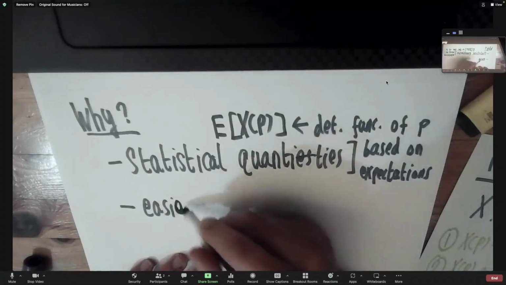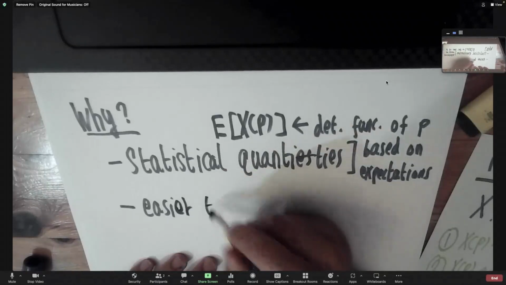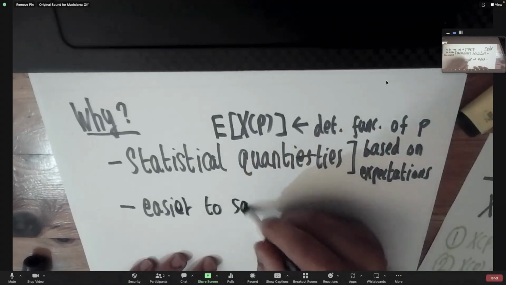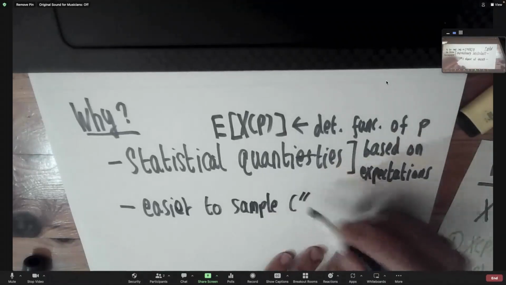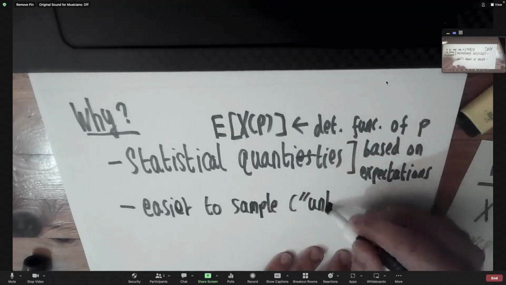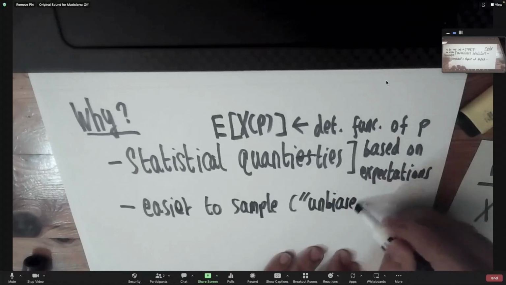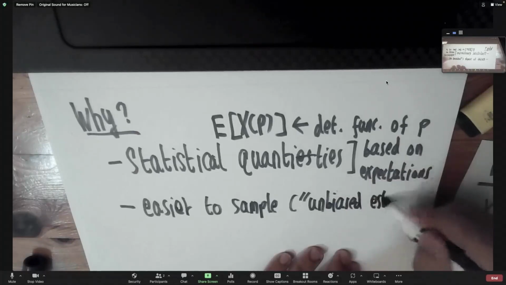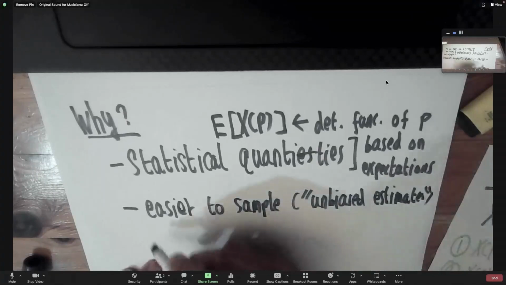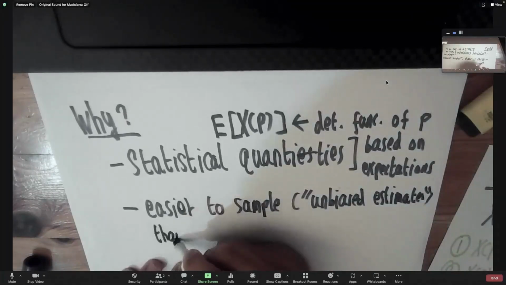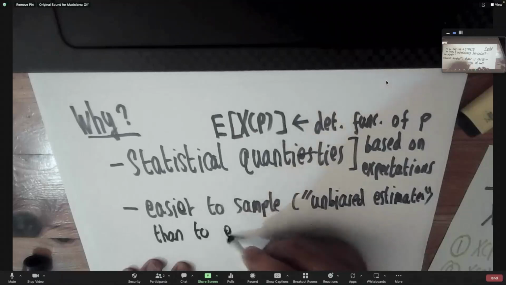So that's the point. It's often a lot easier to sample, and therefore these samples are often called unbiased estimates, because on average they're giving you the right thing, than to compute analytically. Exactly compute.